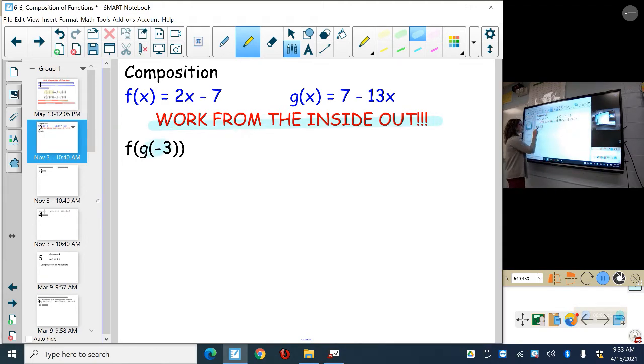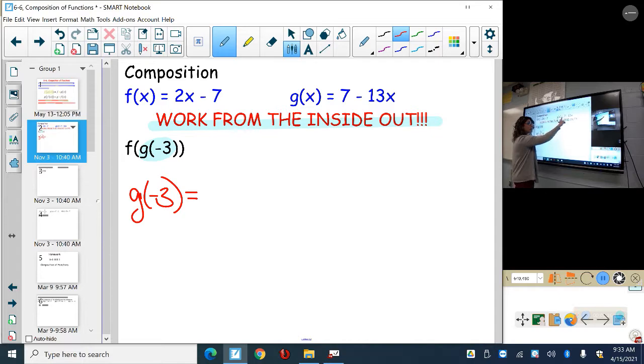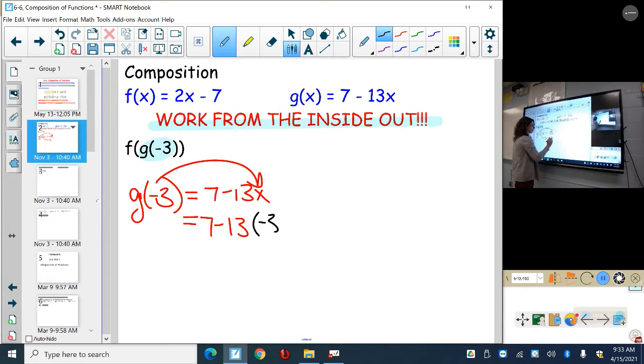So if you're working from the inside out, what this means is I'm going to take f at g at -3. I'm going to take my g function first because that's what's on the inside. So if I'm taking my g function first, I want to know and calculate what g at -3 is. Well, g is defined to be 7 minus 13x. So I'm going to write that down. In every place I see an x, I'm going to put the value -3. Okay? So then this is going to be 7 plus 39. 13 times 3 is 39, and 7 plus 39 is going to give you a 46.